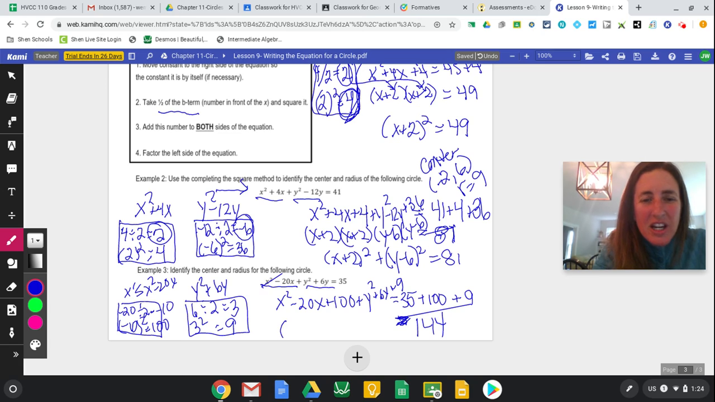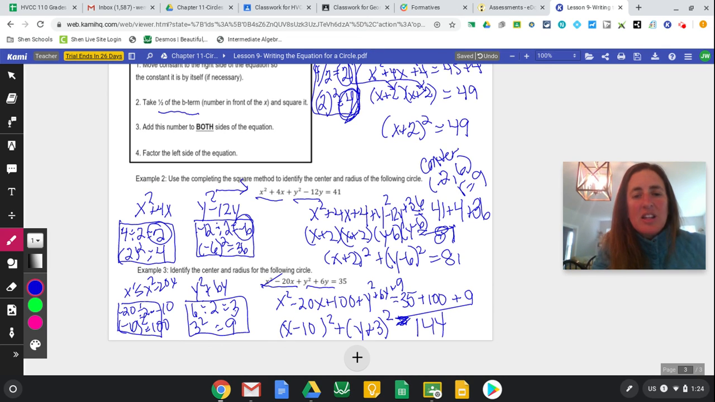And then over here, since I'm an honors genius, I know this is really x minus 10 squared, because negative 10 and negative 10 add to negative 20. And when you multiply them, you get a positive 100. And this guy is going to be y plus 3 squared, because 3 and 3 add to 6, and 3 times 3 is 9. And I can also see that from my magic box over on the side here. So now I totally ran out of room here. My center is 10, negative 3, and my radius is 12.